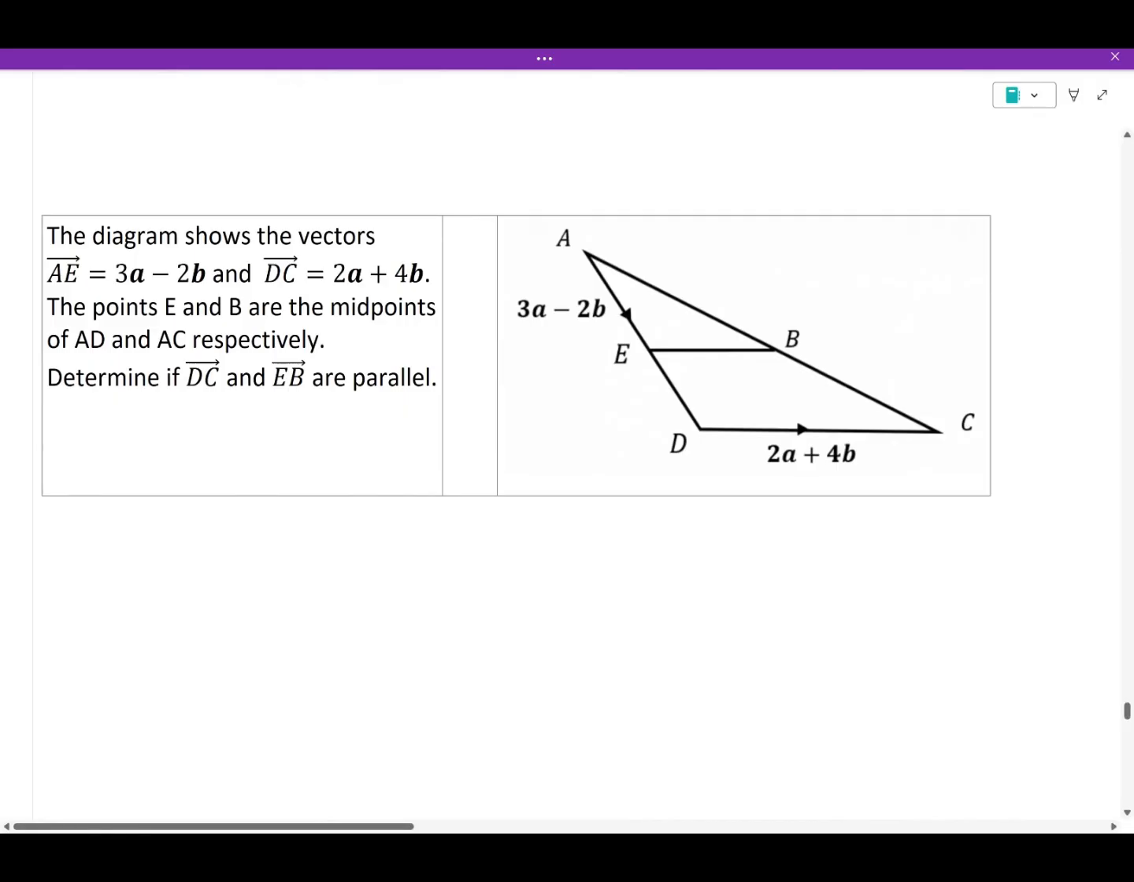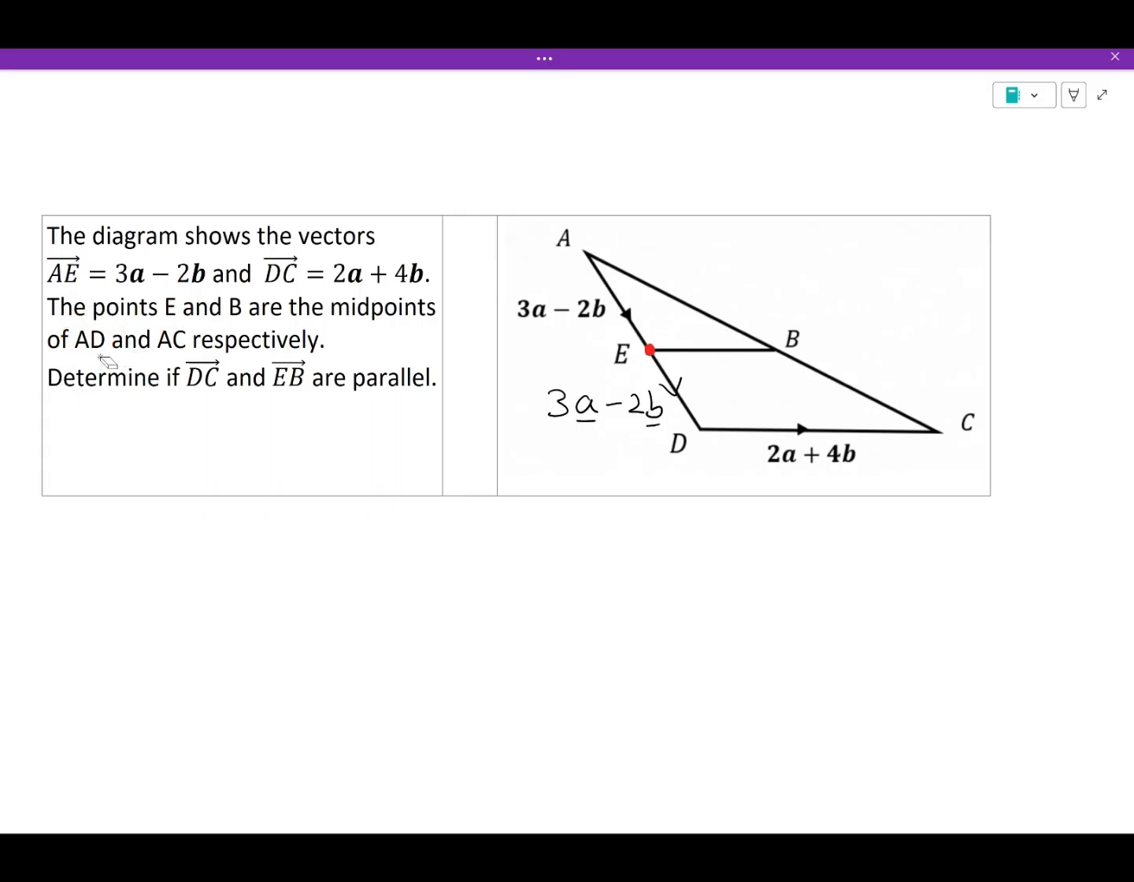So we've got a diagram and it shows the vectors A to E, which is indicated here, and then D to C is indicated down there. Now it says that the points E and B are midpoints of AD and AC respectively. So let's just think about that. So the point E is the midpoint of A to D. Okay, so can we figure out any other vectors based off this? Well, if it's the midpoint of A to D, then if the vector A to E is 3A take 2B, then the vector from E to D should also be 3A take 2B as well. So I've got another vector onto my diagram there.